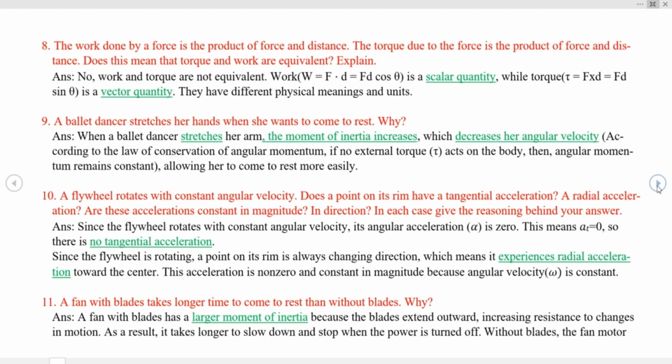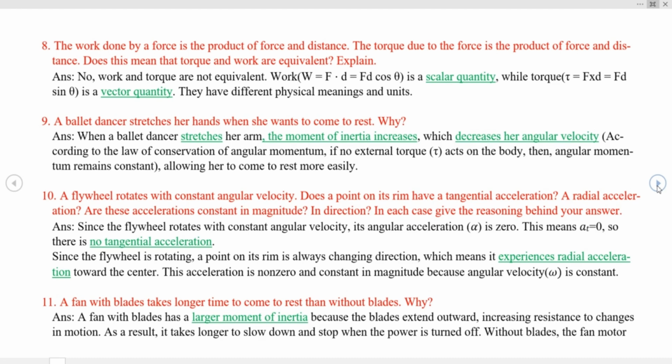Next question we have is, a flywheel rotates with constant angular velocity. Does a point on its rim have a tangential acceleration or a radial acceleration? Are these accelerations constant in magnitude or in direction? In each case, give the reasoning behind your answer.